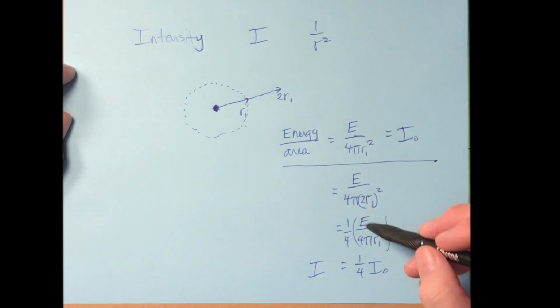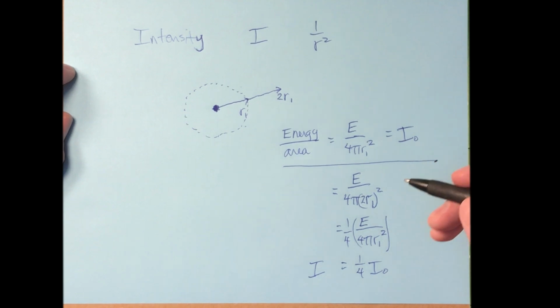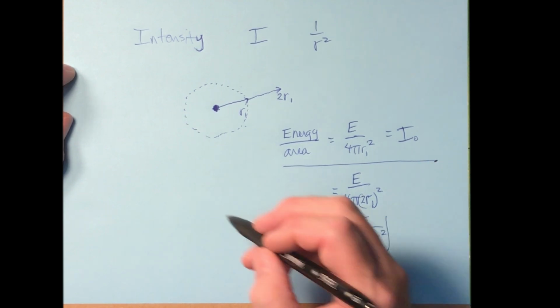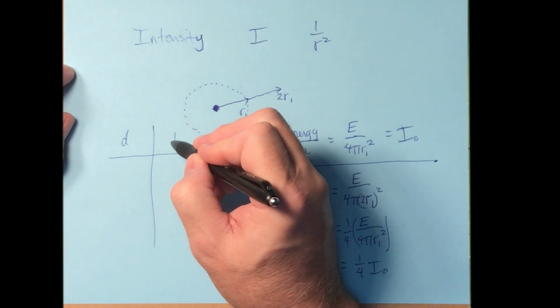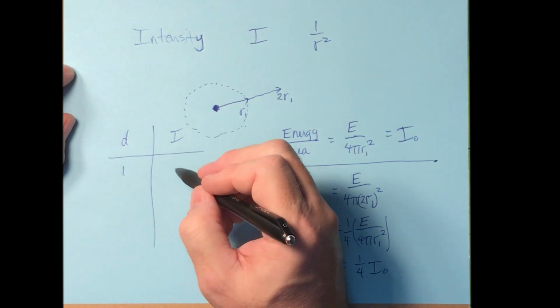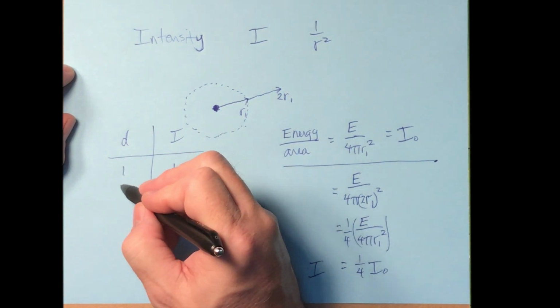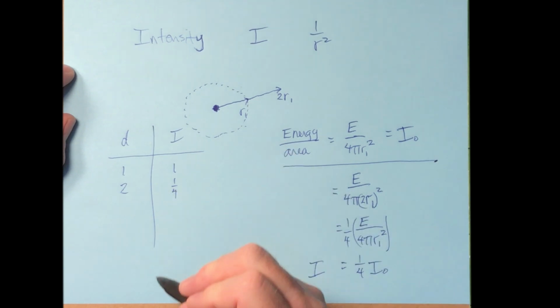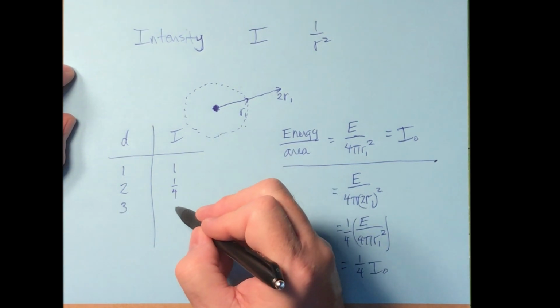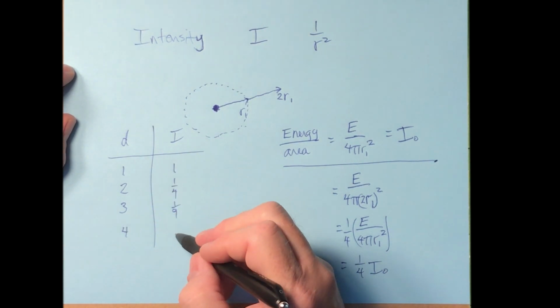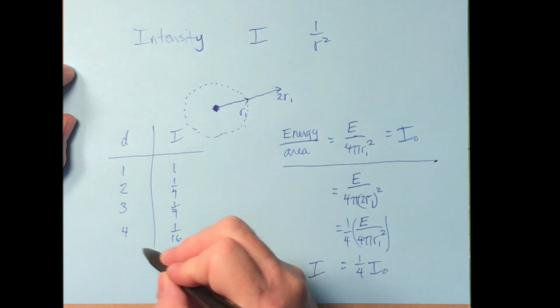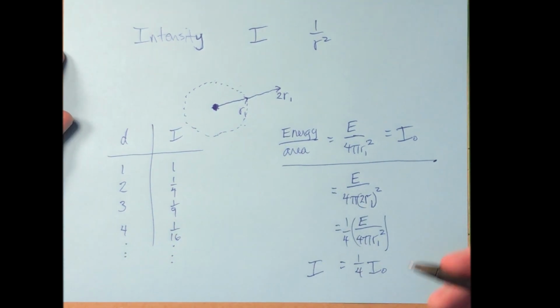So that shows that the intensity of light falls off as 1 over distance squared. If I made a graph here of distance and intensity, then at a distance of 1, the intensity would be 1. But at a distance of 2, the intensity would be 1/4 of what it was originally. At a distance of 3, the intensity is going to be 1 over 3 squared, or 1/9. And at a distance of 4, it's going to be 1 over 16, and so forth. So that's the nature of light. It falls off as 1 over distance squared. Okay, that's really all we can say about intensity.